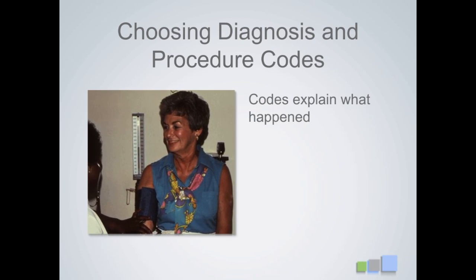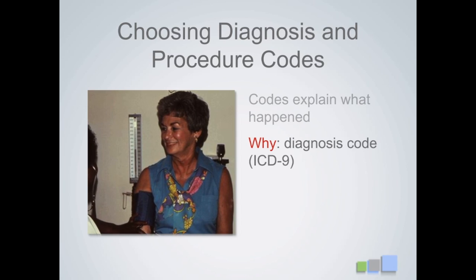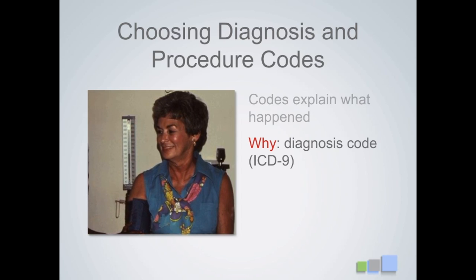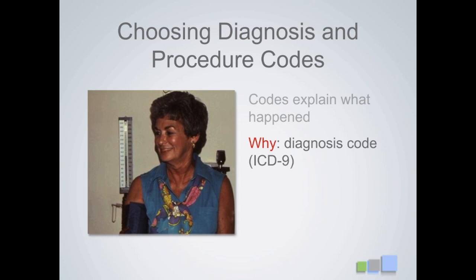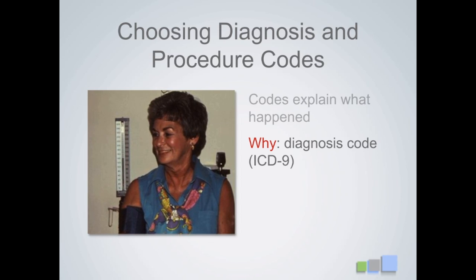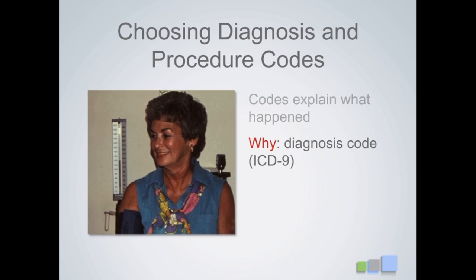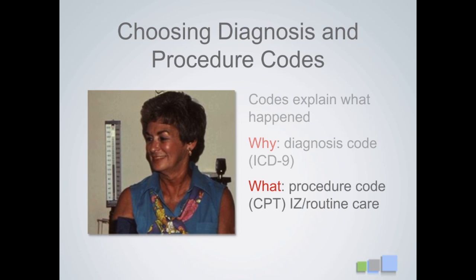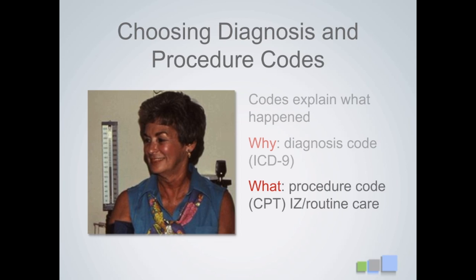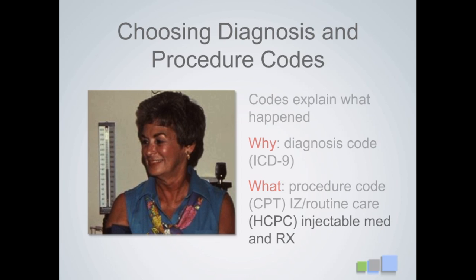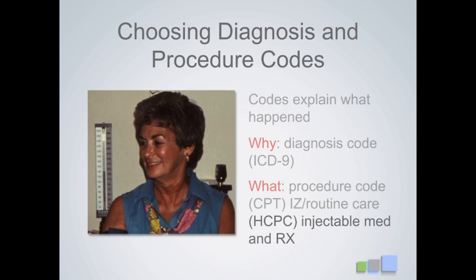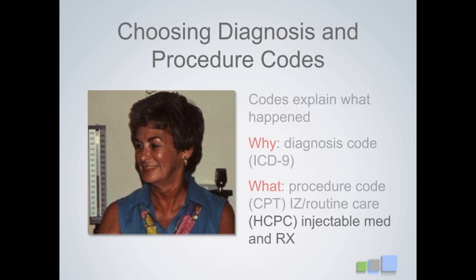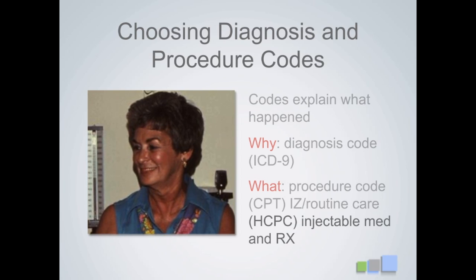Start your documentation with why the patient came in for a service. Use the ICD-9 code for the diagnosis or for the symptom assessment if there's no confirmed diagnosis. Next, the CPT codes tell the insurer what procedures were performed, including most medical procedures and immunizations. HCPCS is an acronym for Healthcare Common Procedure Coding System. This is another set of procedure codes used at public health clinics primarily for injectables and pharmaceuticals.